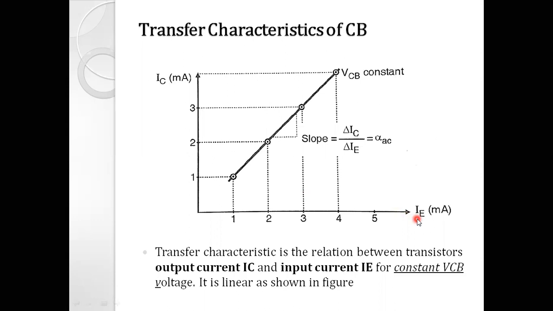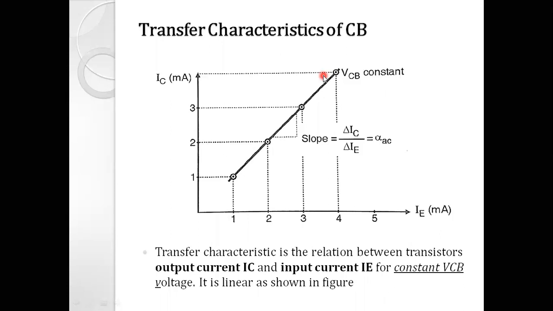From earlier discussion, we understood that as emitter current increases, the collector current obviously increases. So the relation between collector and emitter current is in direct proportion, right? Here you can see that as emitter current increases on the x-axis, the collector current also increases on the y-axis. So the relationship between the collector and emitter current is linear.